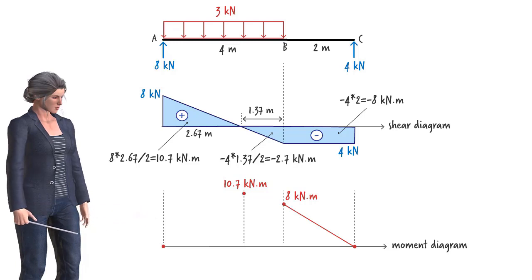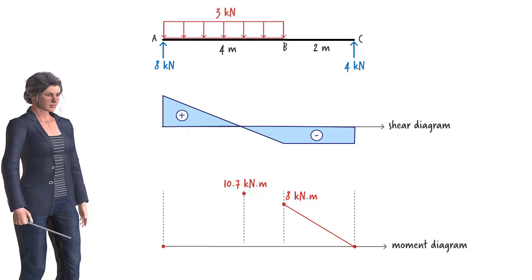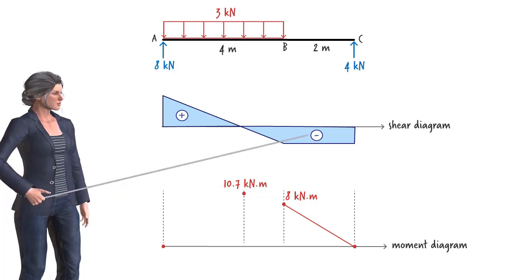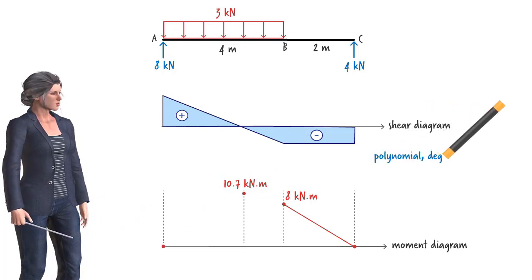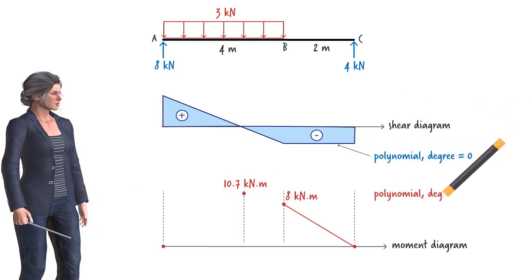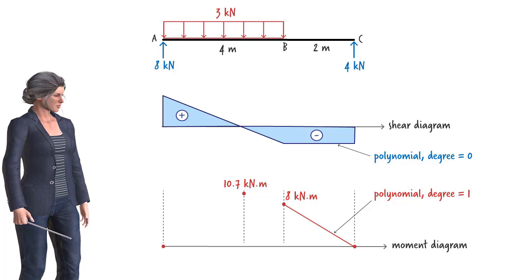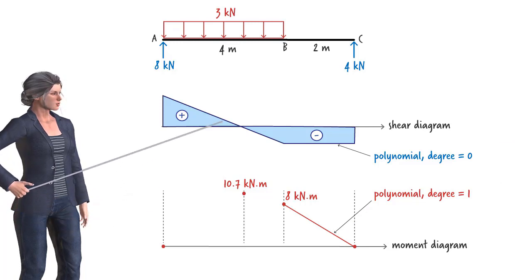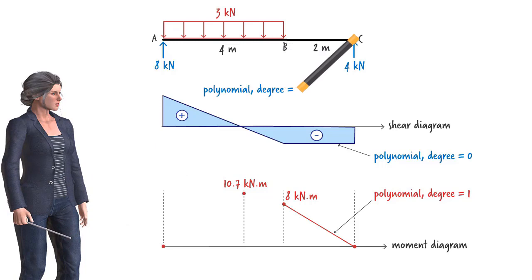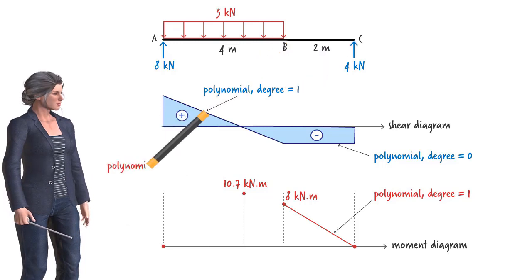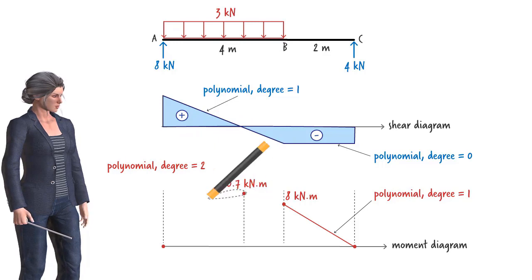The general rule for determining the shape of the moment diagram is as follows. If we view the shear and moment diagrams as the graphical representation of two polynomials, then the degree of the moment polynomial is always 1 higher than the degree of the shear polynomial. In this segment, the degree of the shear polynomial is 0, since shear is constant. Therefore, the moment polynomial has to have a degree of 1. Here, the shear polynomial has a degree of 1. Therefore, the corresponding moment polynomial should have a degree of 2, which means we need to draw a curve, a quadratic equation in segment AB.